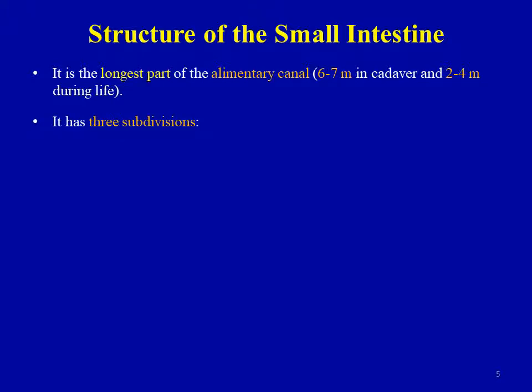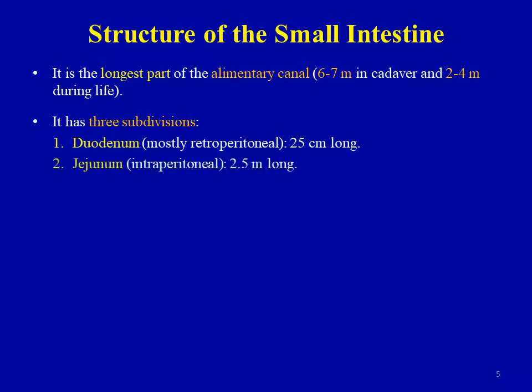As I said, it has three subdivisions. The first is the duodenum. It is mostly a retroperitoneal structure and it has a length of 25 centimeters. The jejunum is intraperitoneal except for the site of attachment of the mesentery. It is 2.5 meters long. And then we have the ileum, which is again an intraperitoneal structure and has a length of 3.6 meters. So the longest subdivision of the small intestine is the ileum.